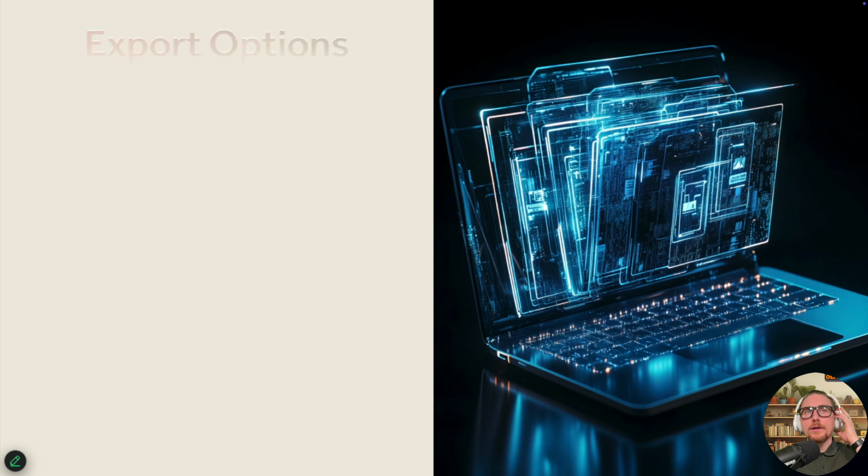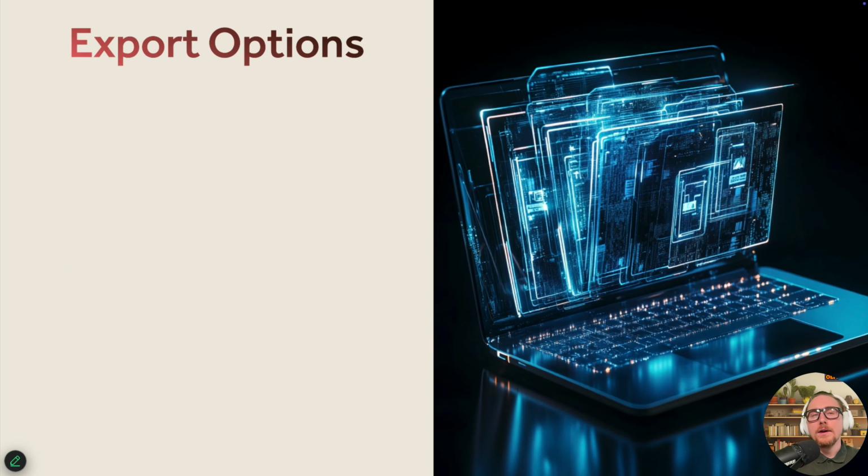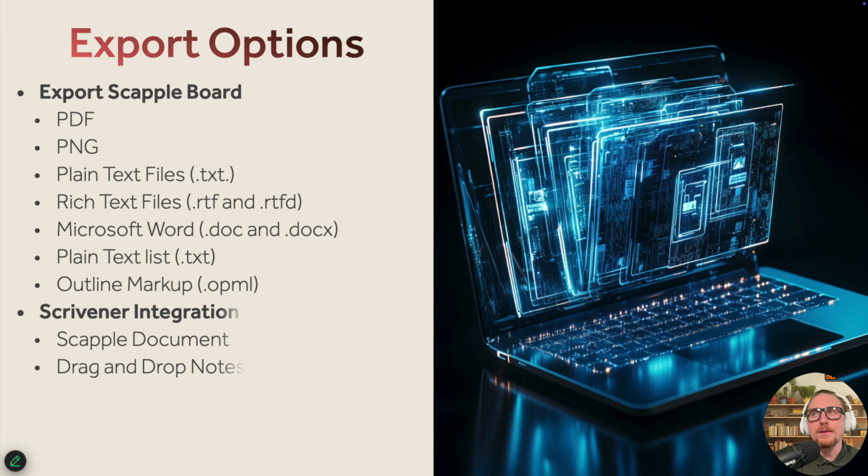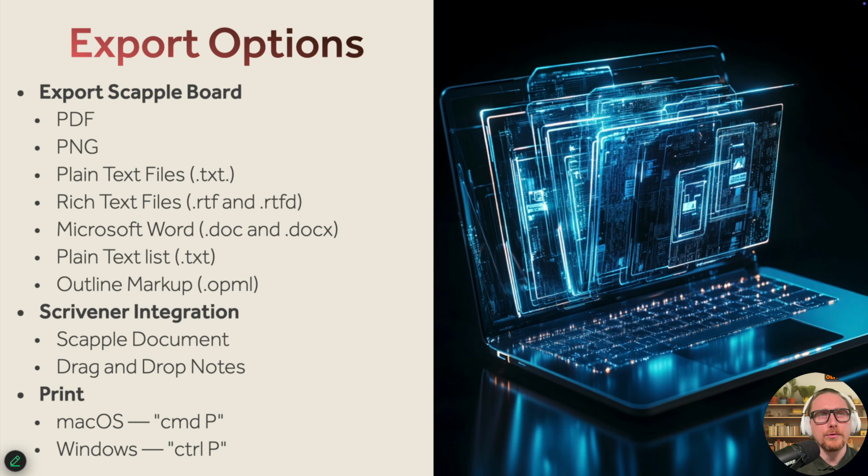Last but not least, we're going to talk about exporting. So similar to Scrivener, if I want to get something out of Scapple, how do I do it? How do I get my notes out of Scapple? So you can export your entire Scapple board as a PDF file, PNG file, plain text files, rich text, even, do they have Microsoft Word? I don't think it has Microsoft Word. I think that's a typo. Sorry, guys. I don't think Microsoft Word is an option. Plain text list and outline markup.